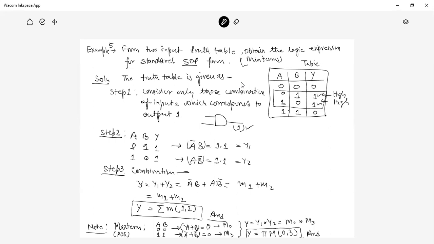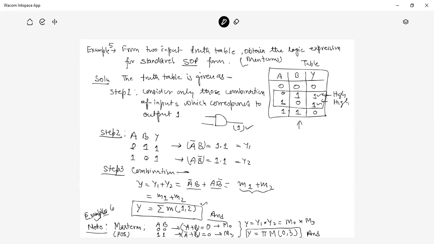So the combination of these two terms, that is Y1, Y2. These are the two min terms. It is nothing but m1, m2. So in case of summation, we can express sigma m is equal to 1 and 2. So this one is the expression for the given truth table. So this one is the answer. Now, note something: you can take this example as example 6 as well.